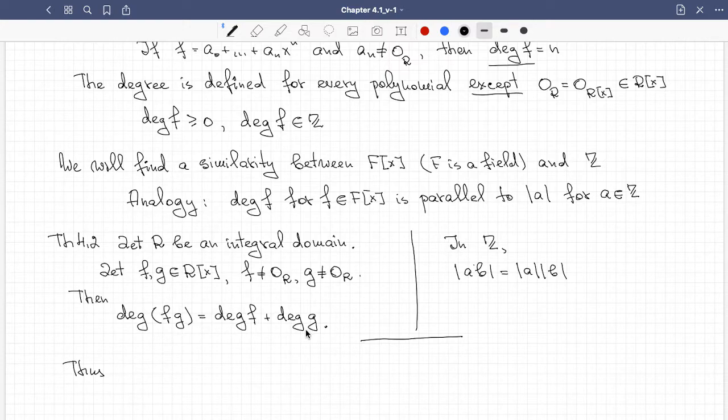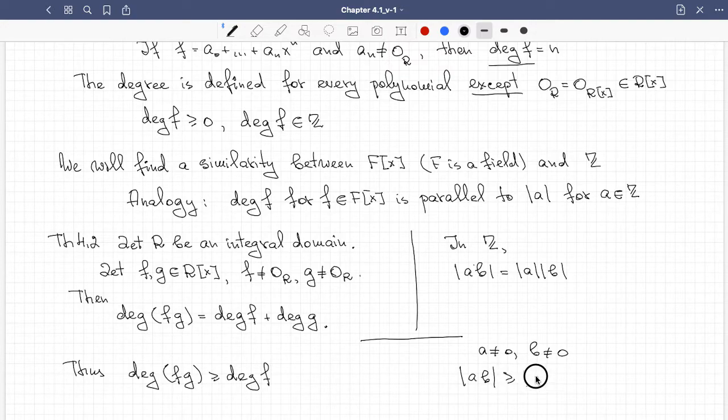This is good to know, we will use it, but what sometimes is more important is a weaker statement: the degree of the product is bigger or equal than the degree of a factor. Of course, I can put g here, that stays true, and here I have that the absolute value of the product, assuming now a is not 0, b is not 0, is bigger or equal than the absolute value of a factor.